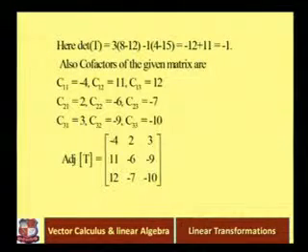Now, using all the cofactors we can find the adjoint of the standard matrix, that is, we have to put them in columns. So the cofactors C11, C12, C13 we put in a column: minus 4, 11, 12. The first column is minus 4, 11, 12, the second column is 2, minus 6, minus 7, and the third column is 3, minus 9, minus 10.